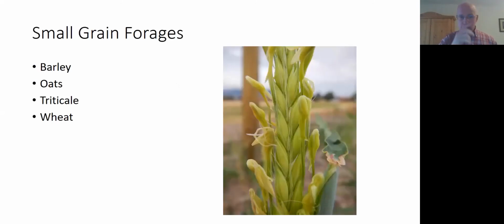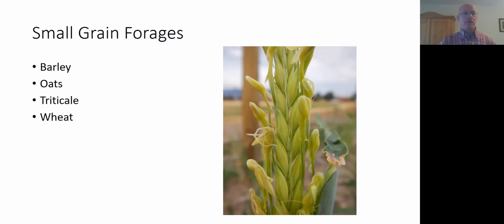So what do we mean by small grain forages? What we mean is barley, oats, triticale. If you don't know what triticale is, it's a man-made cross between wheat and rye. And there's wheat. There's also cereal rye, which I'm not going to talk much about. That is grown more in the northern states. And there is ryegrass. I guess technically that's not a small grain forage, but I'm also not going to talk about ryegrass. I just want to mention there are a few grasses on here that I'm not going to really spend much time on.